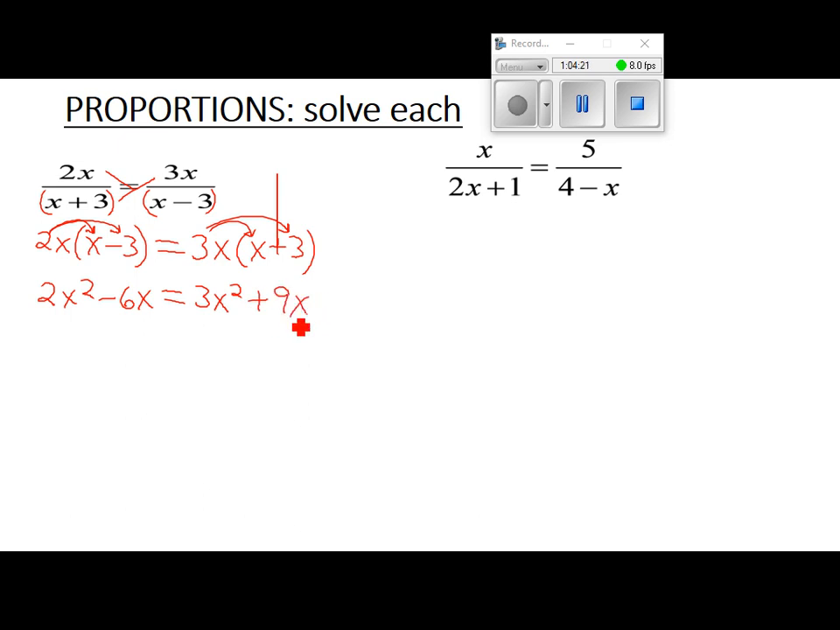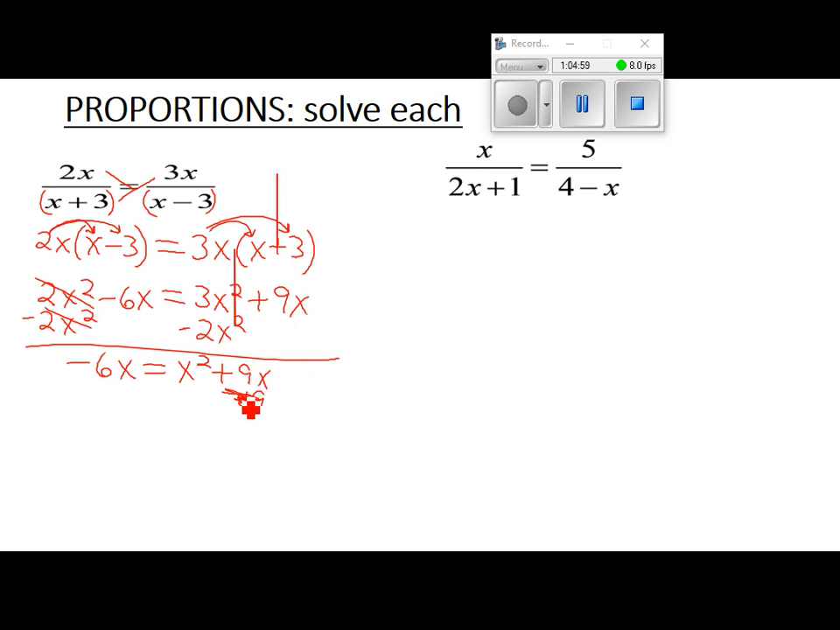And then you can subtract the x squareds. Subtract the 2x squared, so minus 2x squared on both sides. That ends up being negative 6x on this side, and just x squared plus 9x on that side, right? And then you can subtract 9x. Negative 15x. Now, before we do that, is it going to come out to where the x's cancel out?